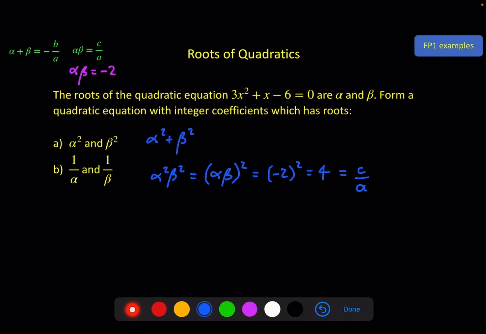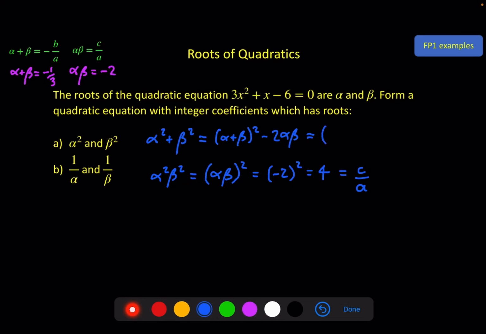Now we have to do the same thing with the top one, the sum of the new roots. We need to be able to find this in terms of the sum of the old roots and/or the product of the old roots. And here again we see the use of the identity alpha plus beta all squared, because if you subtract 2 alpha beta from that, we get alpha squared plus beta squared. Now we need the sum of the old roots, which is minus b over a, so that's minus 1 over 3 from the old equation. And now we can substitute these two values.